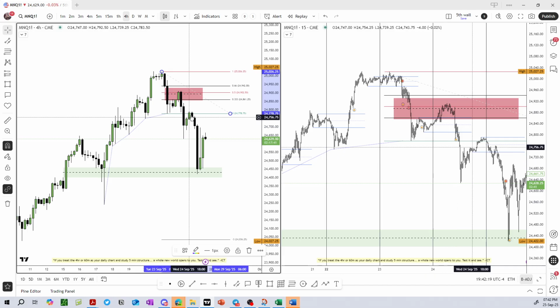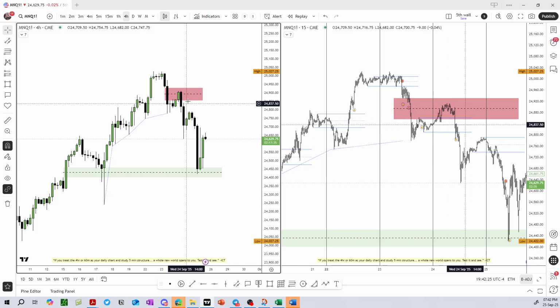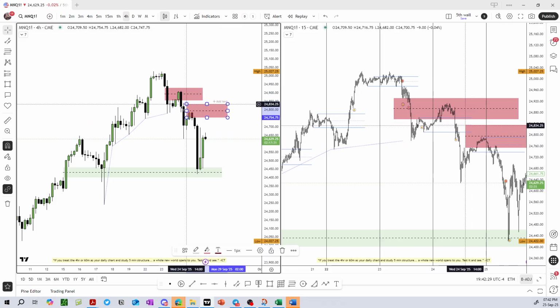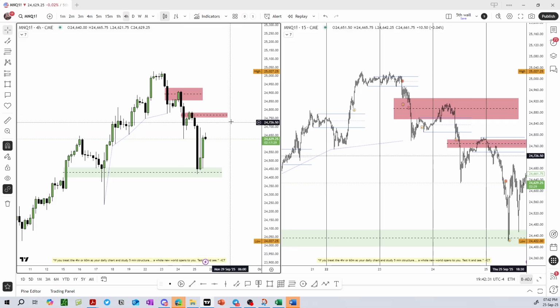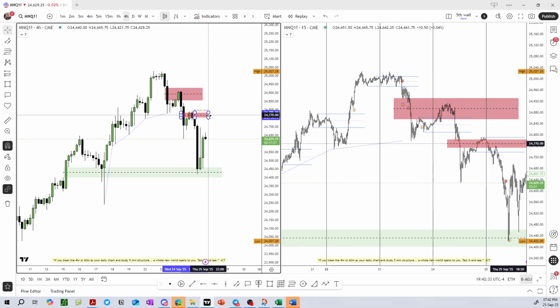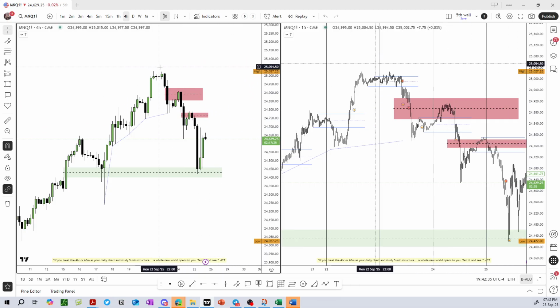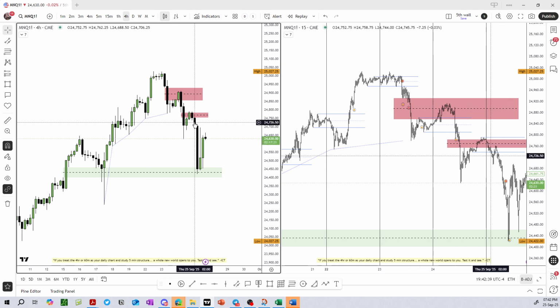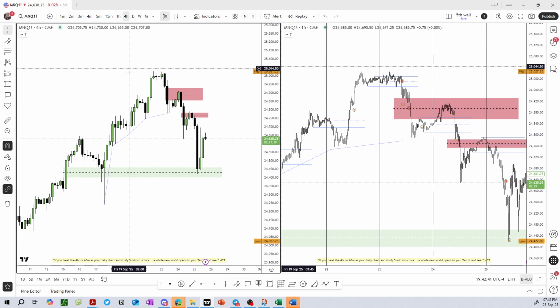Here's your breaking structure. Here's another retracement into this imbalance, right? And that sends price lower again. And so, is the 4 hour chart tradable? Sure is. It sure is.